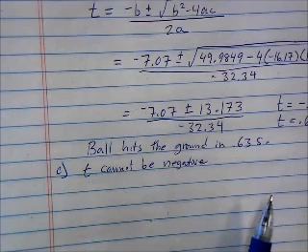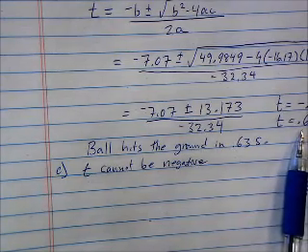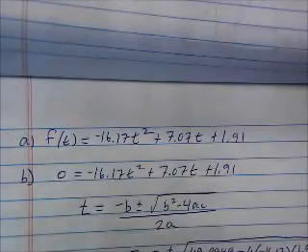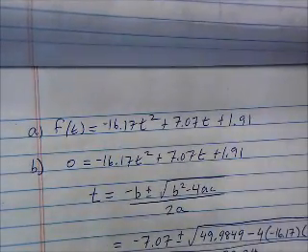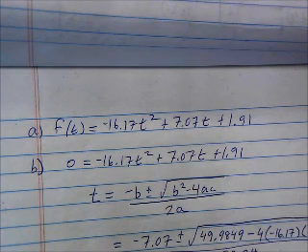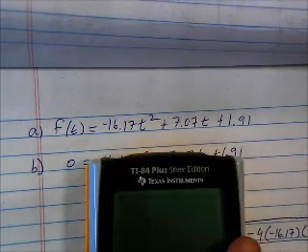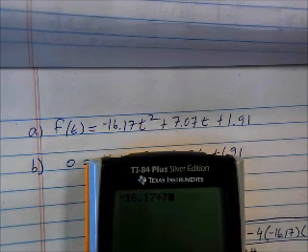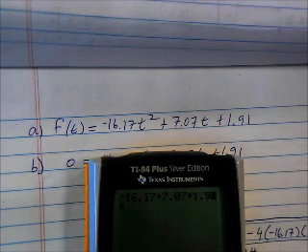That's true, but I think 2.7 is not quite the right number. I don't think t can go past 0.63. How come t can't go past 0.63? What if I were to take a number bigger than 0.63 and plug it into this formula? Let's just try it. Let's just plug in 1, for example. If I plug 1 into that formula, I have negative 16.17 plus 7.07 plus 1.91. I would get negative 7.19.